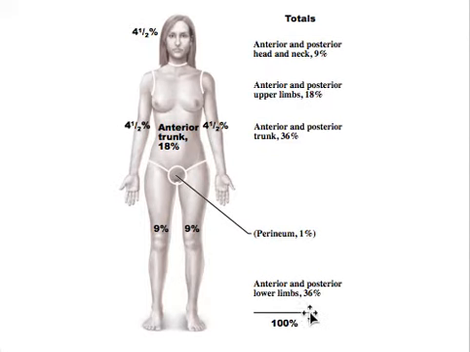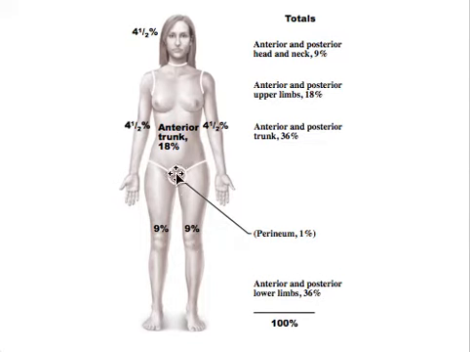So you'll notice that if you add up all of the legs, if you had a burn that covered the entirety of the front and the back of both legs, it would basically be 9% times 4. One for the front, one for the front, one for the back, one for the back. So 9% times 4 is 36%.